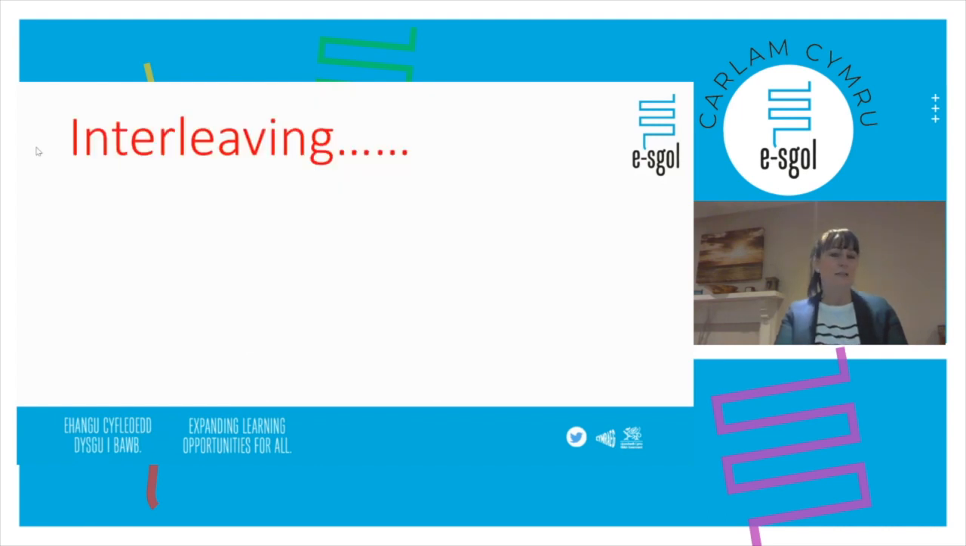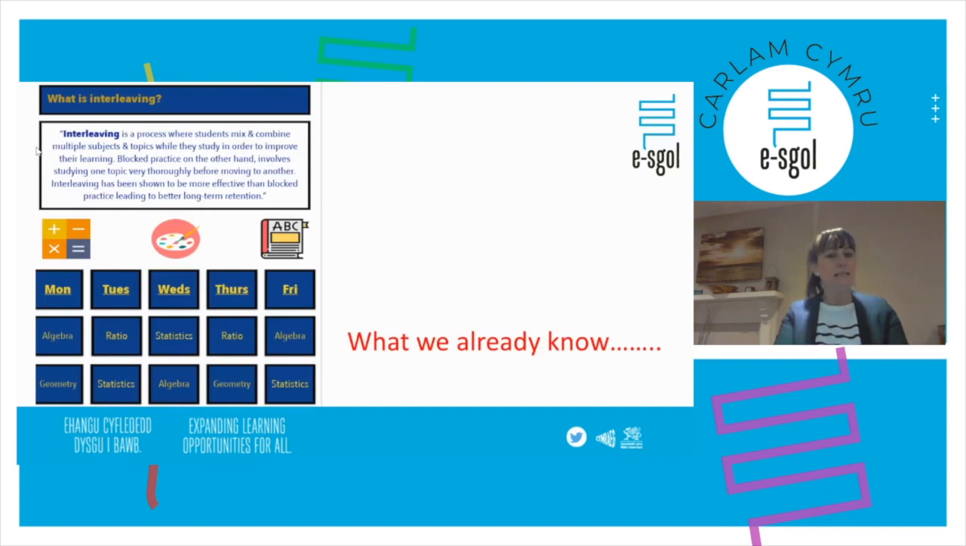We also looked last session at interleaving. So interleaving is a process where students mix and combine multiple subjects and topics when they study in order to improve their learning. The other way of doing this is blocked practice, but that involves studying the same topic again and again in your different sections of revision. Interleaving has been shown and proven to be much more effective than blocked practice and leads to better long-term retention. So by mixing it up like the plan here, it is much better for you.